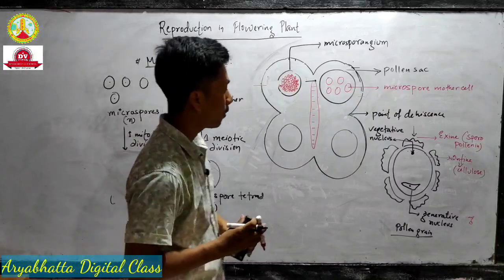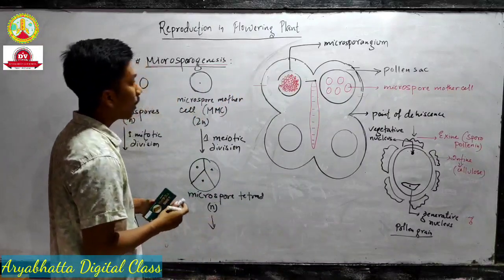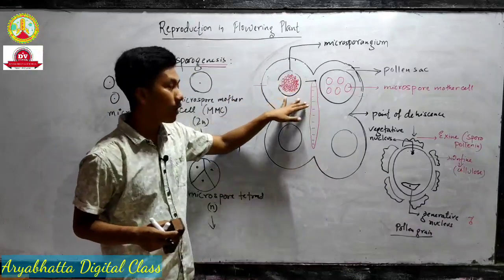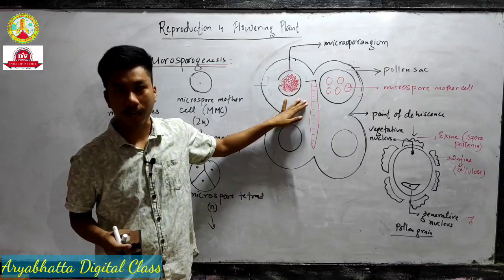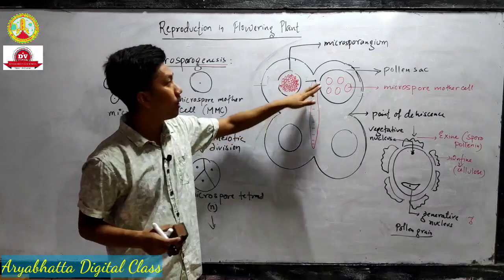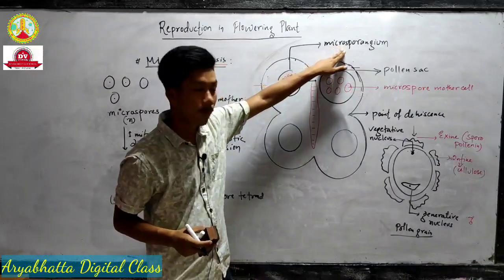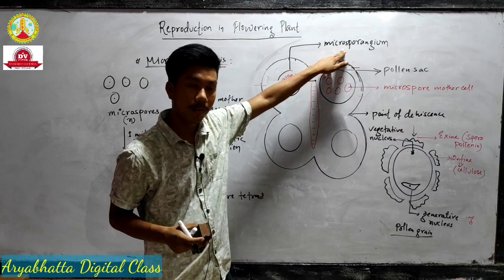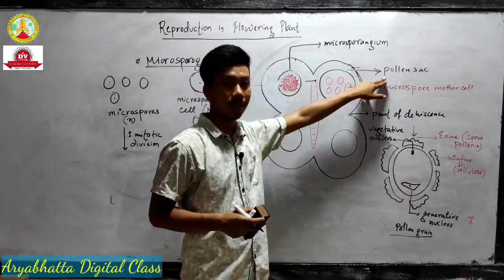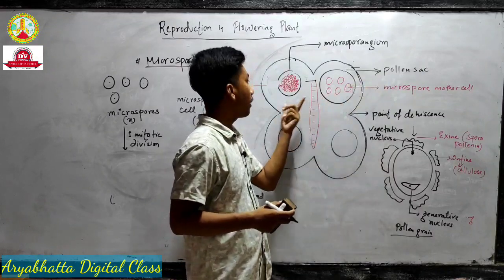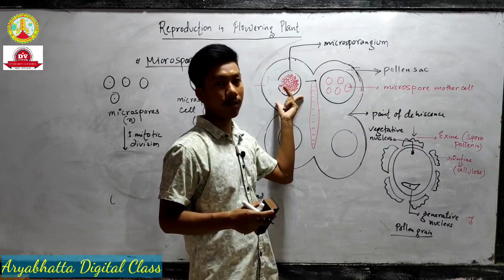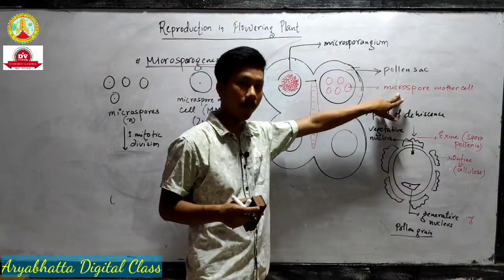Okay, let me repeat. What happened? When the anther is young, the archesporial cells are small and compactly packed with each other. When anther becomes mature, the microsporangium develops and grows to its size and develops into pollen sac. As well as the archesporial cells also become big and separate from each other and develop microspore mother cell.